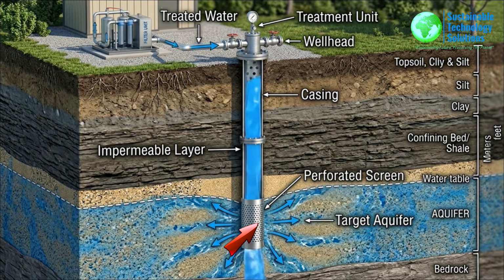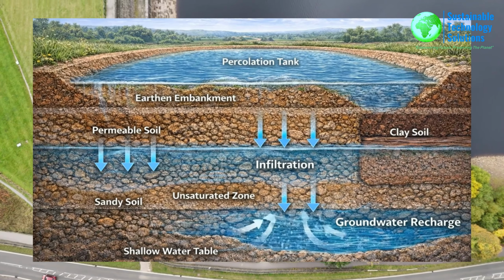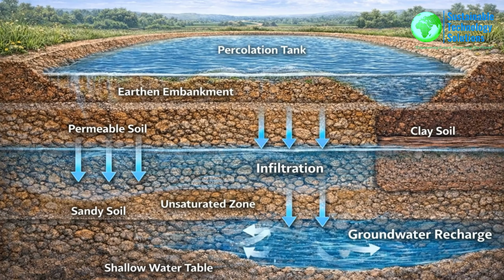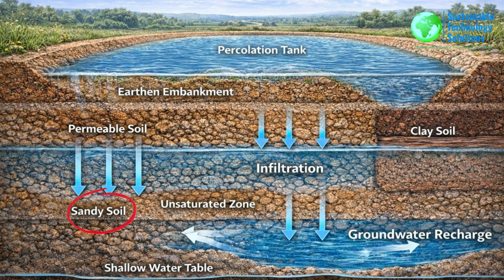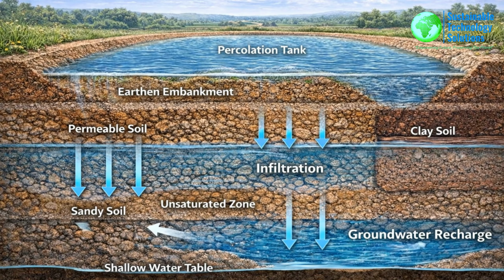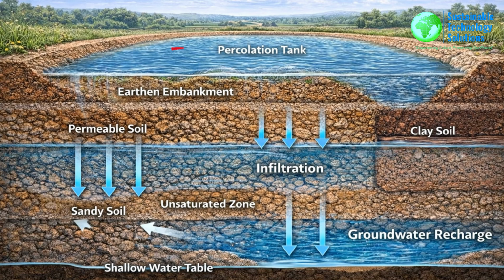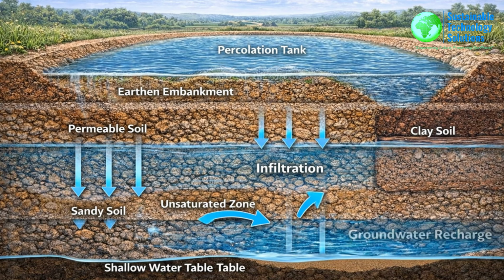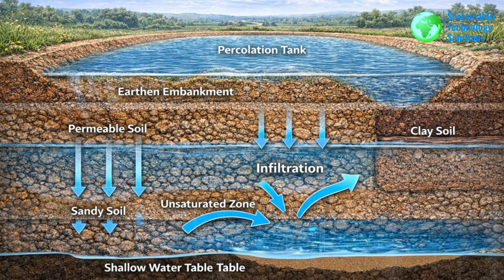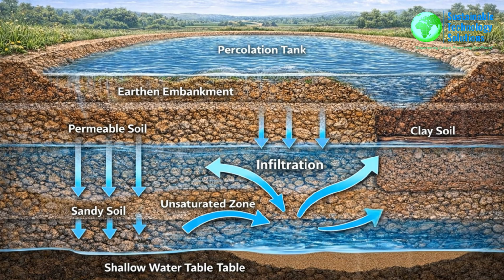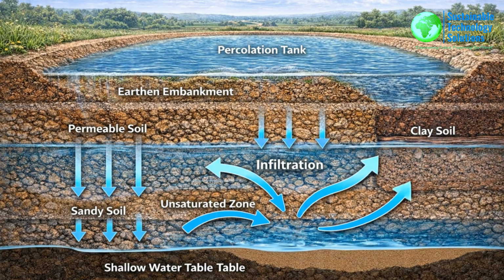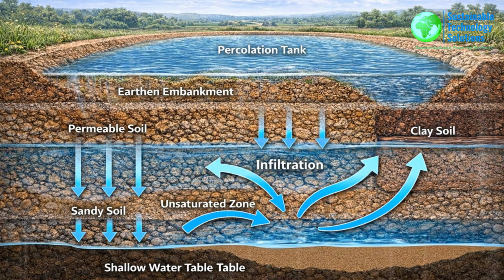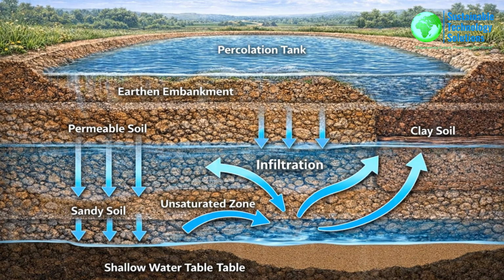Percolation tanks use surface infiltration and are simpler to build. They require permeable soils and a relatively shallow water table. Sandy soils promote deep infiltration. Clays cause surface pooling. An earthen embankment forms a wide, shallow basin. During rains or canal surplus, the basin is filled. Over days to weeks, water percolates through the bottom and filters through soil and gravel layers, eventually joining groundwater and raising nearby water levels.